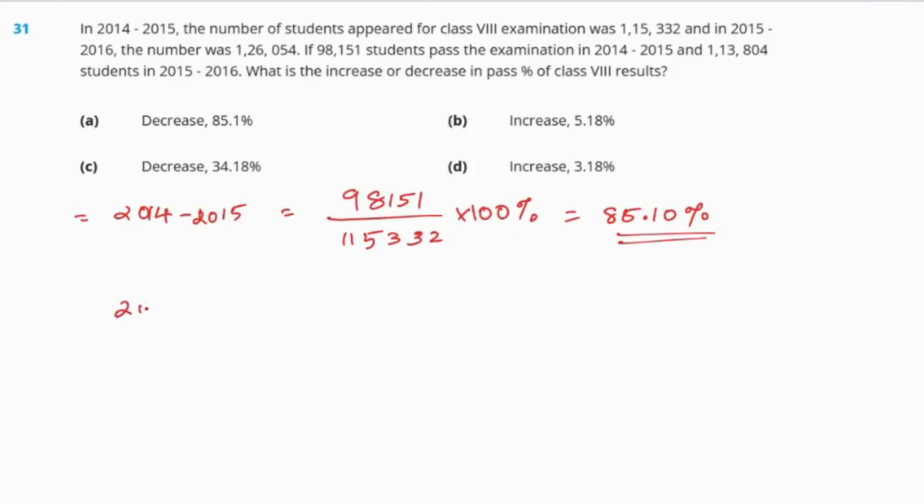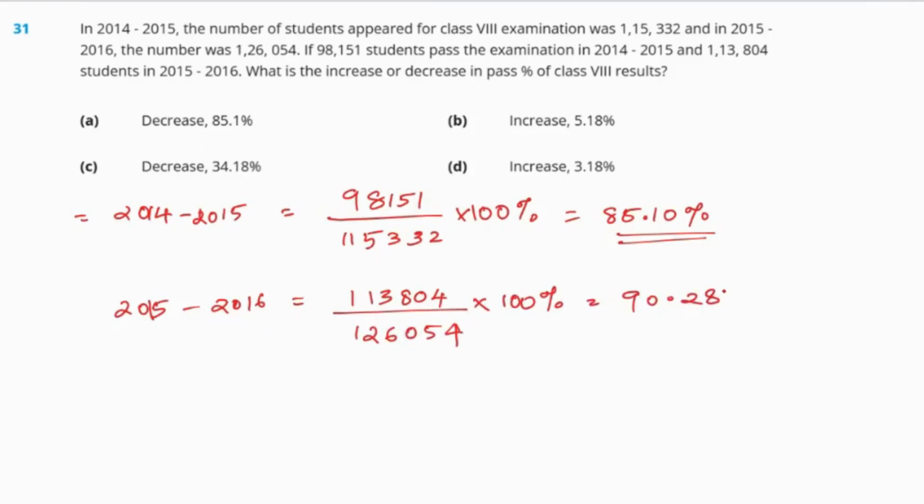And in the year 2015-16, you can see the number of students who passed the examination is 1,13,804, out of 1,26,054 students who appeared for the examination, into 100%. When we take the percentage, we will get 90.28%. So in this case, there is an increase in percentage when we consider these 2 years.